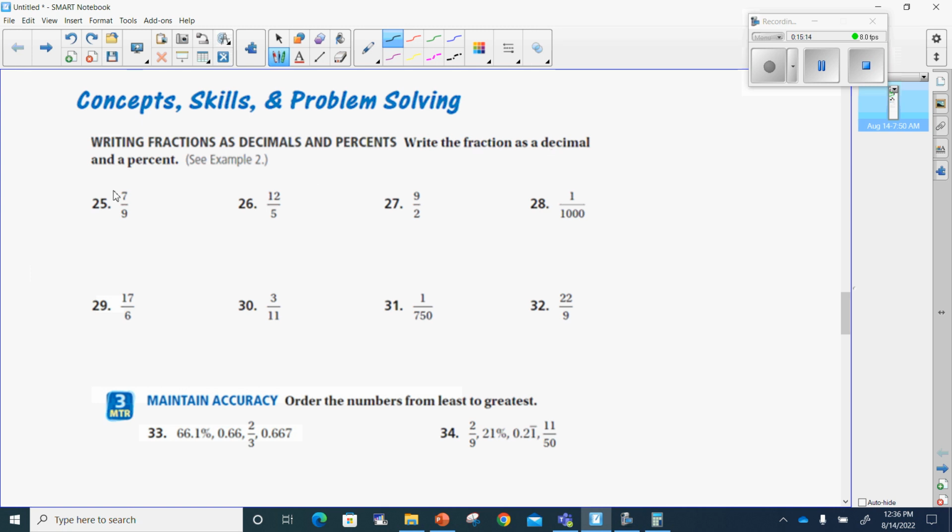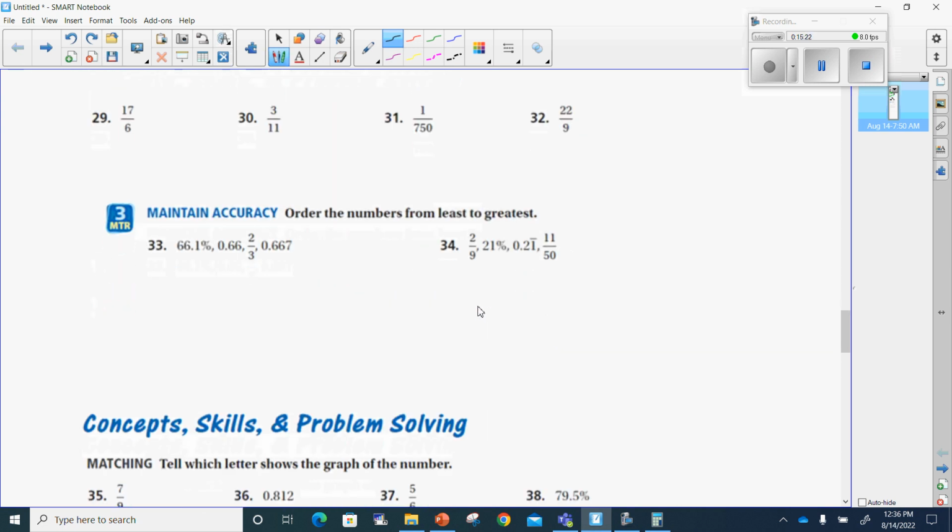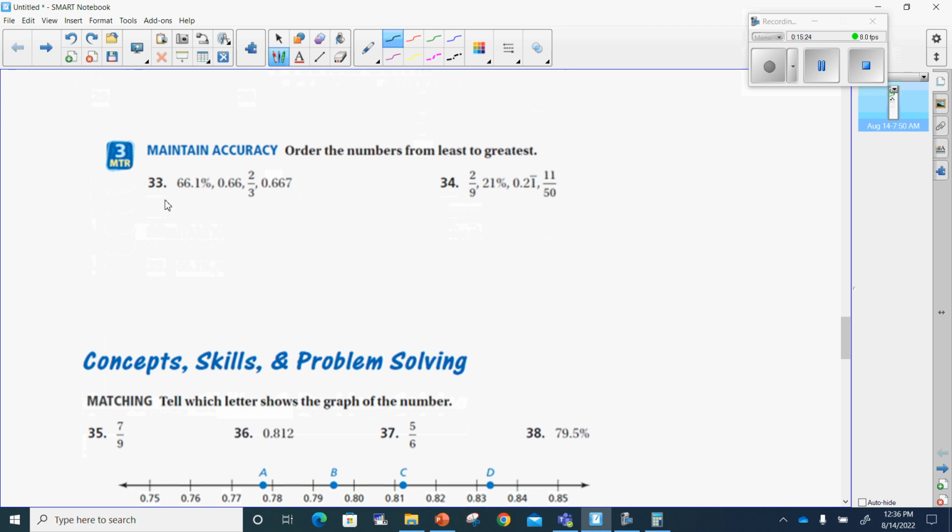All right, let's go on to number 25 through 32. Write the fraction as a decimal and a percent. Well, we just did this, didn't we? So I'm going to leave this for you to do. Remember, every one of these is just a division problem.